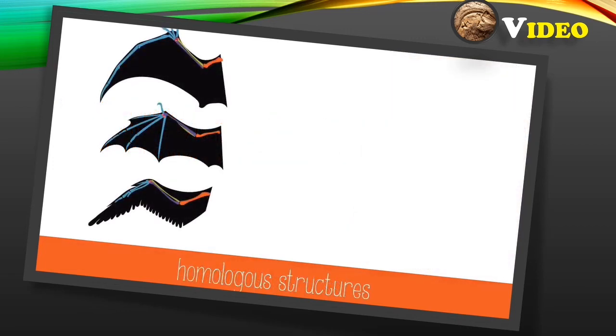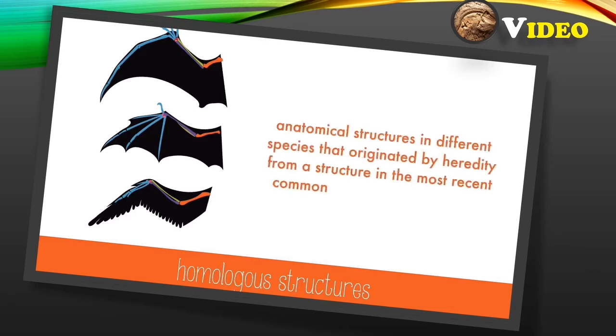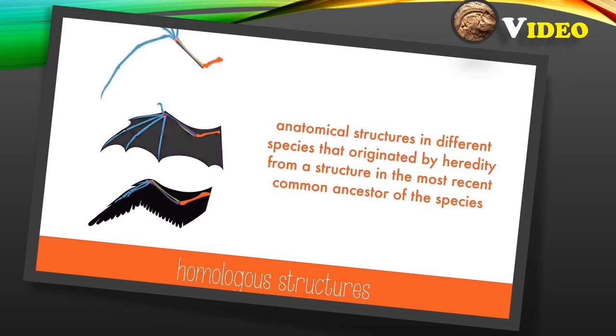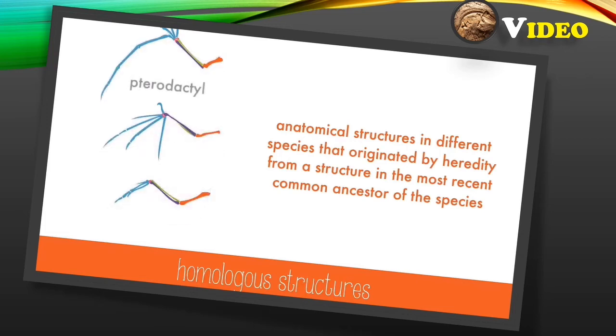Now we're going to start looking at the anatomical evidence for evolution. Homologous structures help scientists find relatedness among species. There are anatomical structures in different species that originated by heredity from a structure in the most recent common ancestor of the species. For example, if you look at the bone structure of a pterodactyl, a bat, and a bird, you'll see some basic similarities. This suggests that they had a common ancestor with a similar forearm structure, perhaps very long ago.